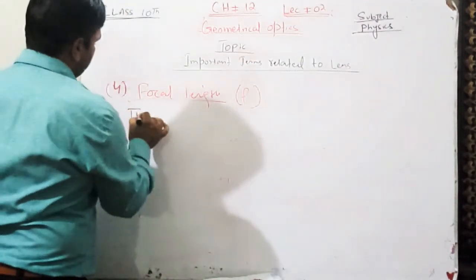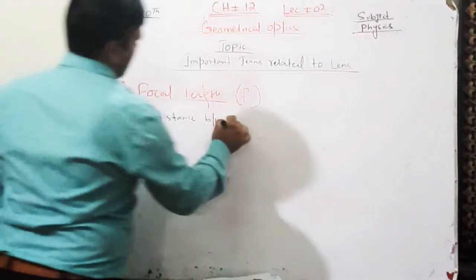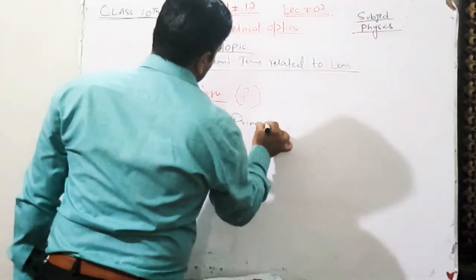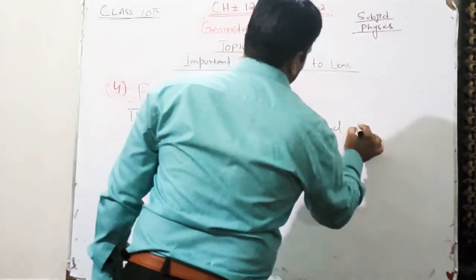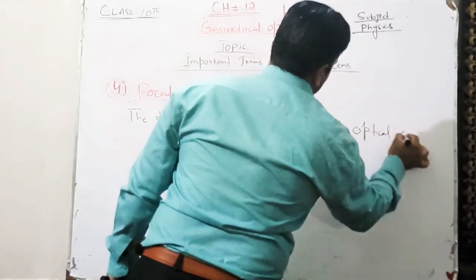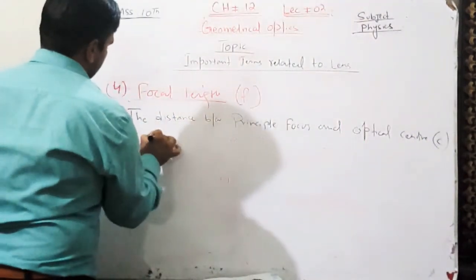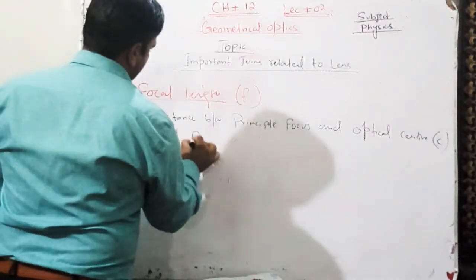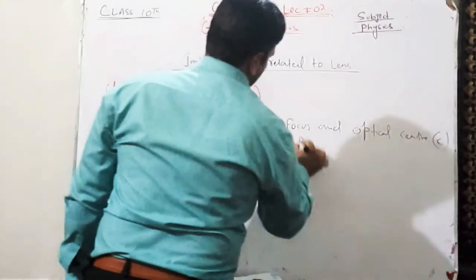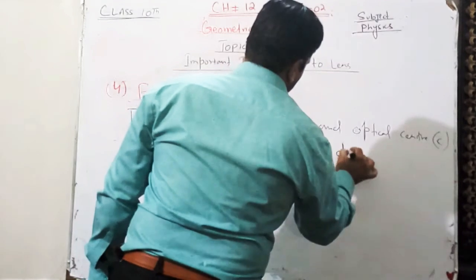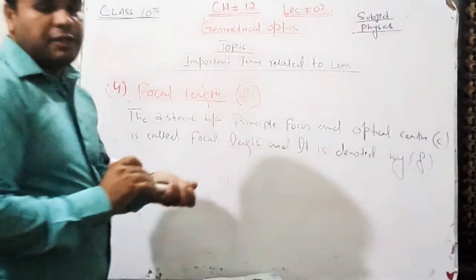The distance between principal focus and optical center is called focal length, and it is denoted by small f.